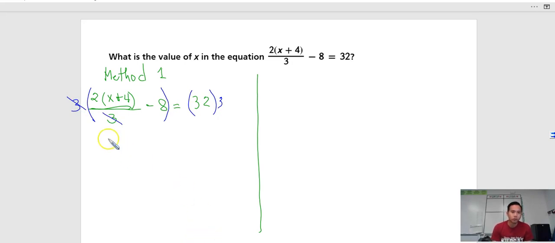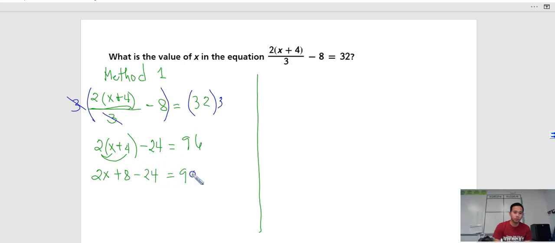So we have 2 times x plus 4, minus 8 times 3, that's 24, is equal to 32 times 3, which is 96. All right, and then distribute this 2 here. That will be 2x plus 8 minus 24 is equal to 96. So we have 8 minus 24.